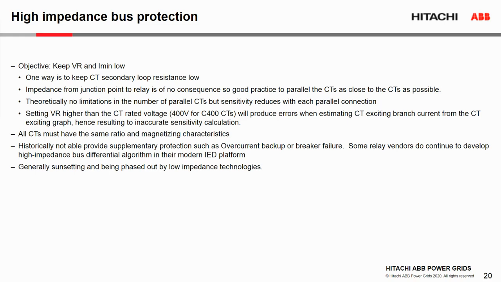Historically, high impedance bus protection is not able to provide supplementary protection such as overcurrent backup or breaker failure. However, some relay vendors nowadays do continue to develop a high impedance bus differential algorithm in their modern IED platform with those supplementary protection features. Generally, it is sunsetting and being phased out in place of low impedance technology.